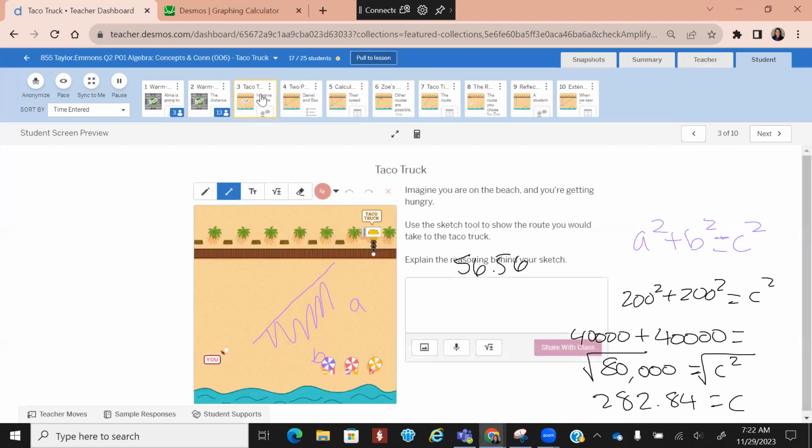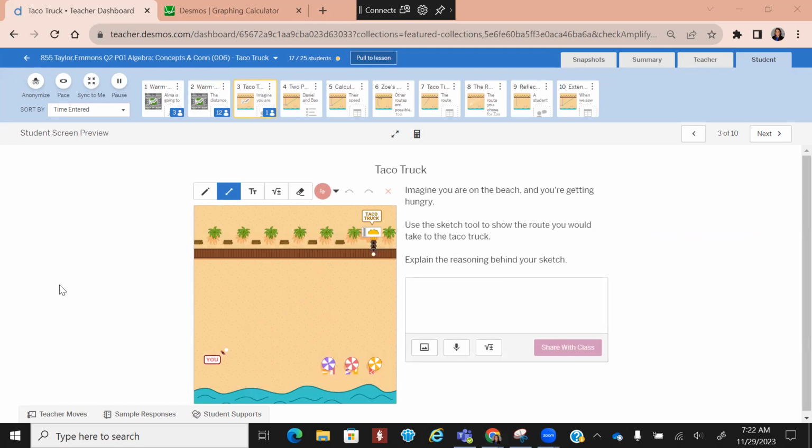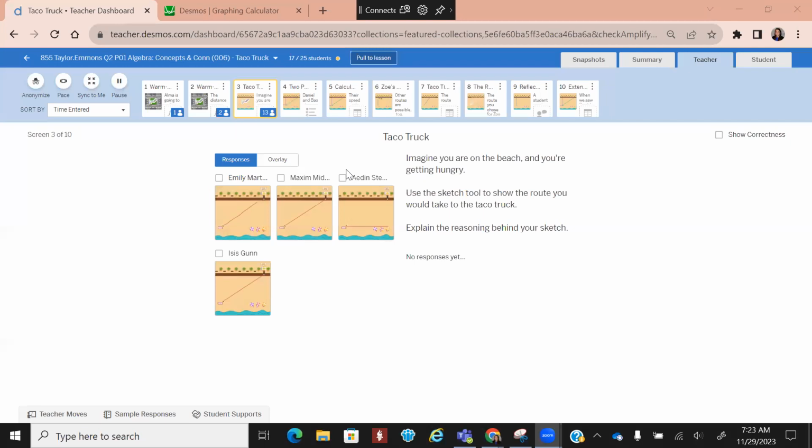All right, cool. Now imagine you're on the beach and you're getting hungry. Use the sketch tool to show the route you would take to the taco truck. So here you are over here. How would you get to the taco truck? Right? You would say, boom, straight to it.